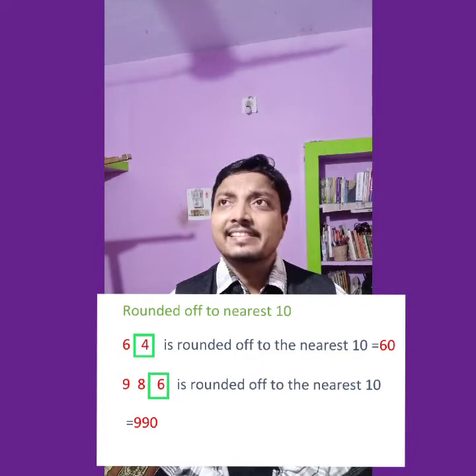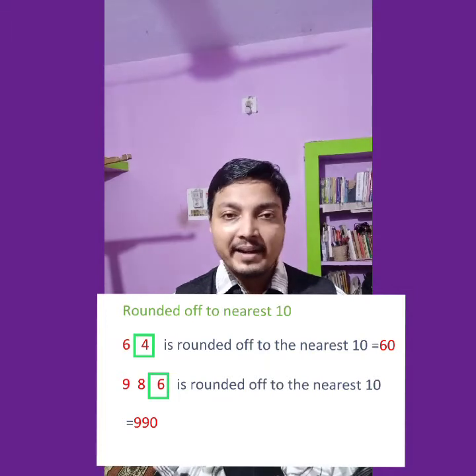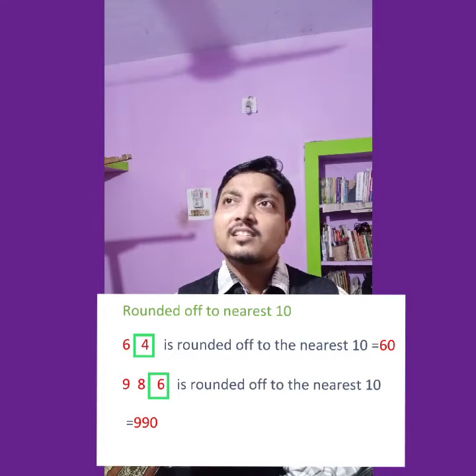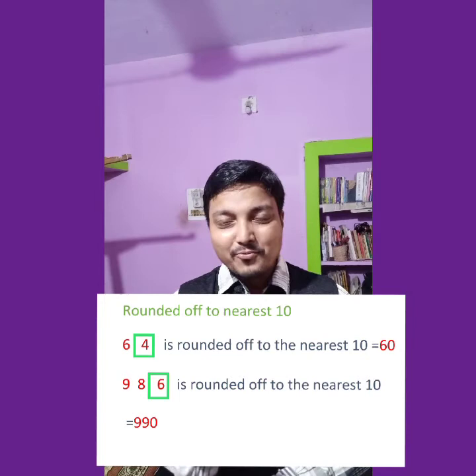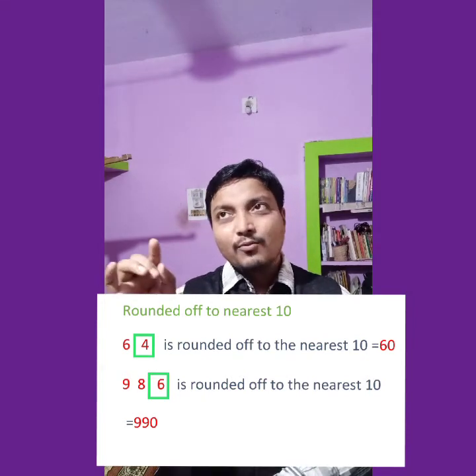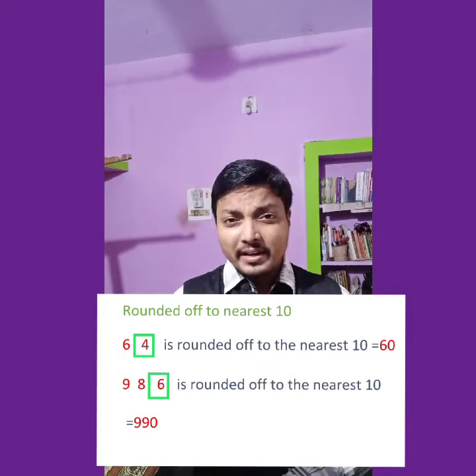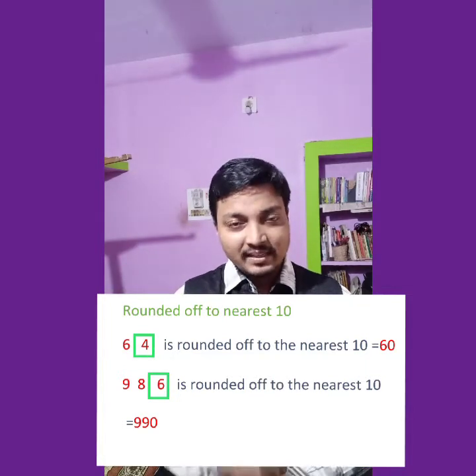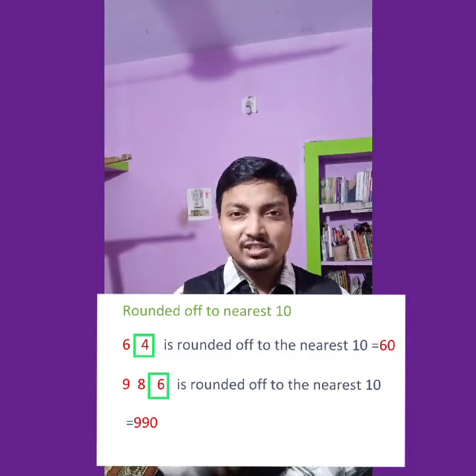First number is 64. Whenever you get a number and you are asked to find the nearest 10, always check your ones place digit. In 64, the ones place digit is 4. Remember one thing: whenever the ones place digit is less than 5, you just have to replace the ones place digit with 0.